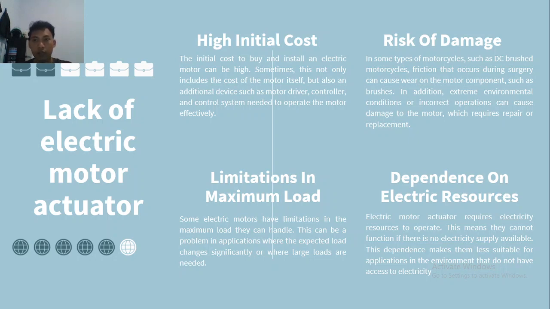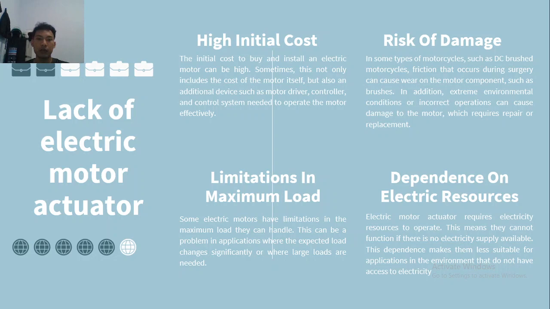Number two, risk of damage. In some types of motors such as DC brushed motors, friction that occurs during use can cause wear on the motor components such as the brush. In addition, extreme environmental conditions or incorrect operation can cause damage to the motor, which requires repair or replacement.